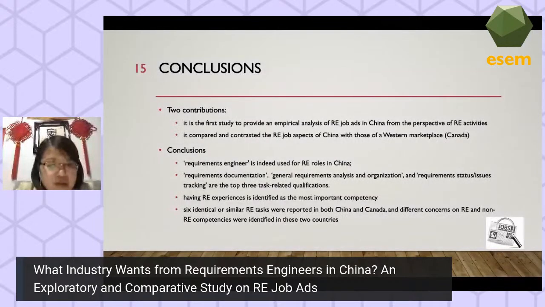Also, having RE experience is identified as the most important competence in the China job market. And finally, we compared our findings with those in Canada, and we reported different concerns on RE and non-RE competencies in those two countries.